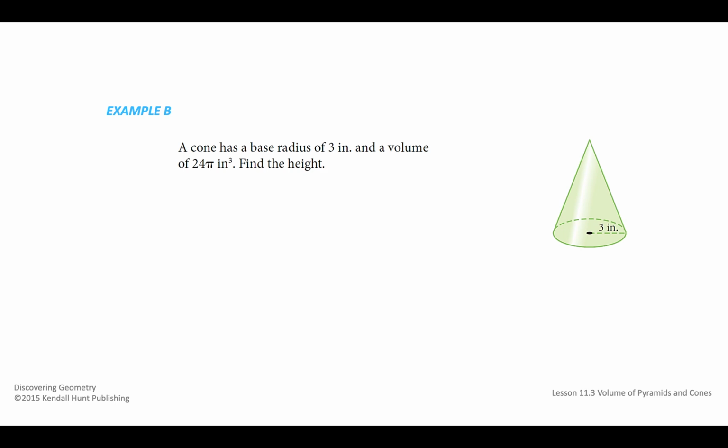A cone has a base radius of 3 inches and a volume of 24 pi inches cubed. Find the height. So this is a little bit different. We're not finding the volume. We know the volume, and we're going to use it to find another dimension of the shape, the height in this case. But we can still use our formula.